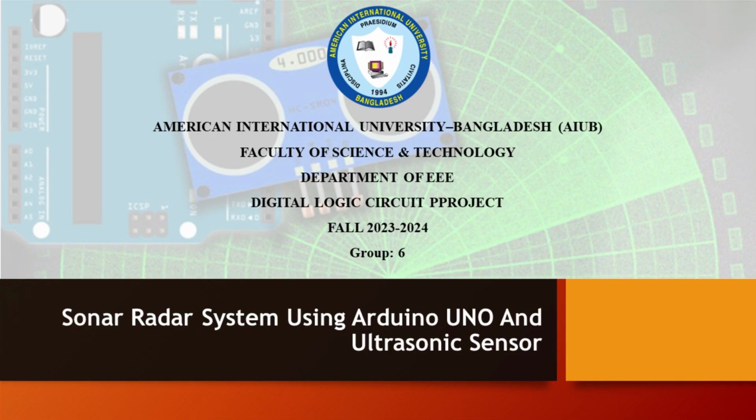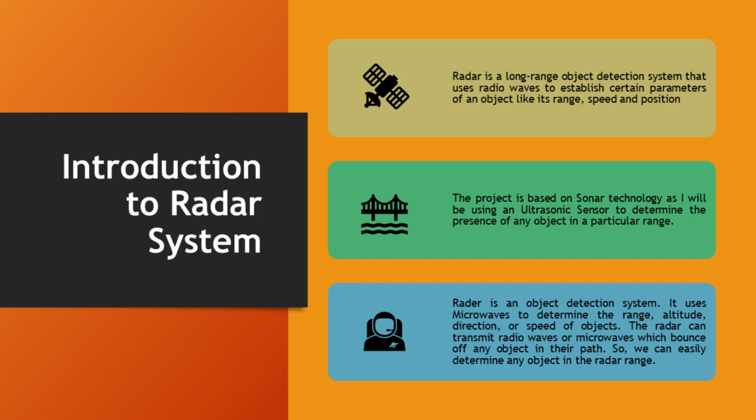Today our topic is the Sonar radar system using Arduino Uno and an ultrasonic sensor. Table of contents. Introduction to radar system. Radar is a long-range object detection system that uses radio waves to establish certain parameters of an object like its range, speed, and position. The project is based on sonar technology, as I will be using an ultrasonic sensor to determine the presence of any object in a particular range.